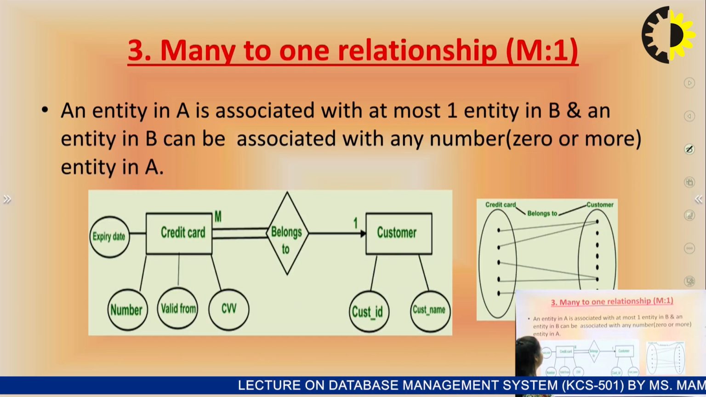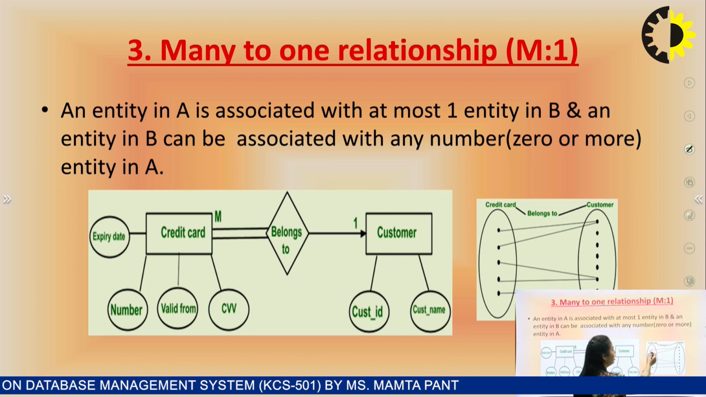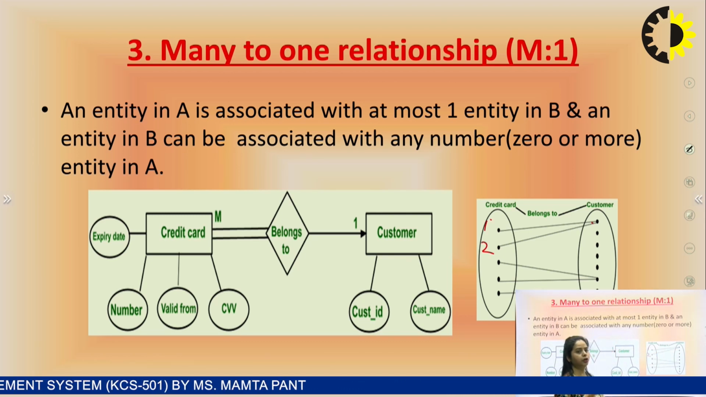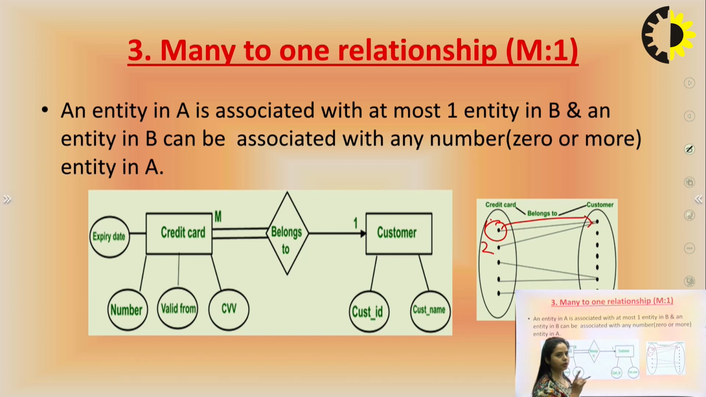Next, the many-to-one relationship. Here we have the example of credit card and customer. You can see that a customer can have more than one credit card: 2, 3, 0 or many. But a credit card belongs to only a single customer. So this is known as a many-to-one relationship.